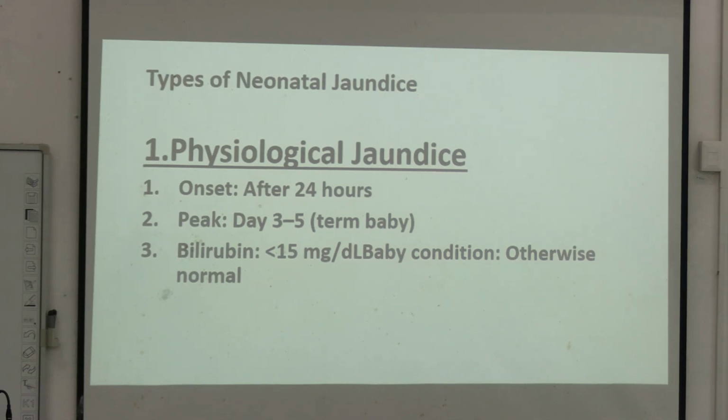Types of neonatal jaundice: physiological jaundice and pathological jaundice. So, number one is physiological jaundice. Onset of physiological jaundice is after 24 hours. After 24 hours is physiological jaundice. Less than 24 hours is pathological jaundice. Peak day 3 to 5 in case of term baby, bilirubin less than 15 mg per dl, baby condition otherwise normal.